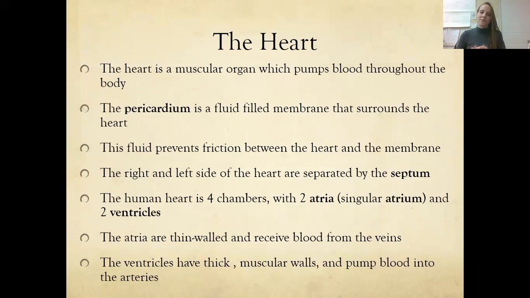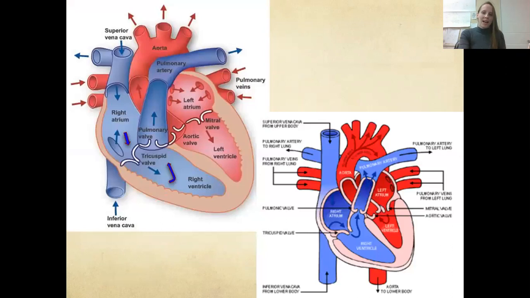The human heart has 4 chambers. There are 2 atria at the top, so a right atrium and a left atrium, and then 2 ventricles at the bottom, again a left ventricle and a right ventricle. The atria are fairly thin walled and they receive blood from the veins, so blood is coming to the heart and then in through the atria. And then the ventricles have thick muscular walls because they are pumping the blood out of the heart into the arteries that then move the blood away from the heart.